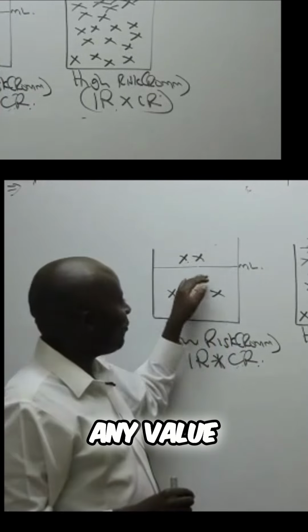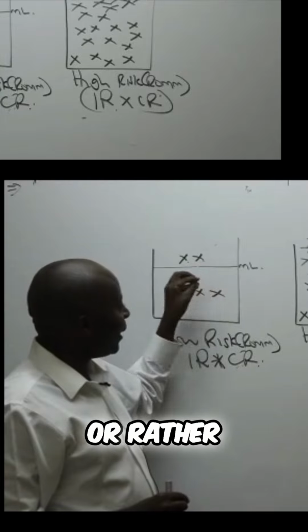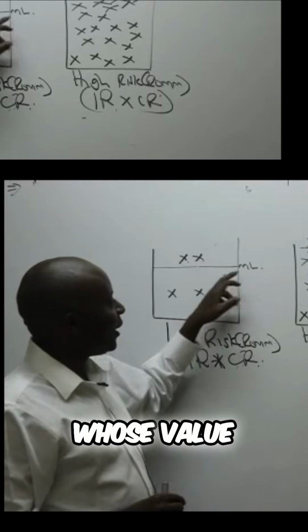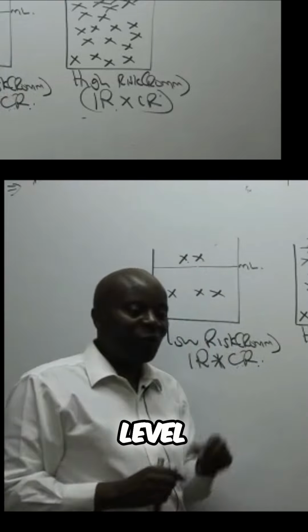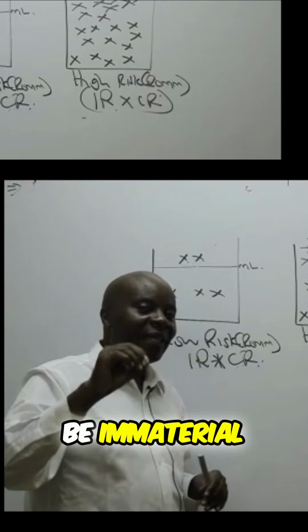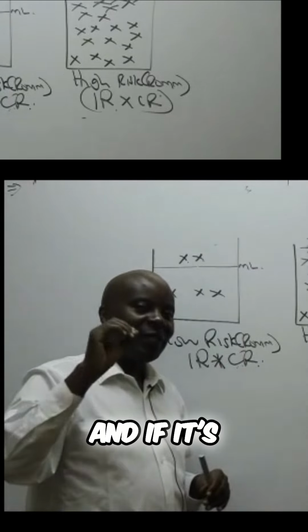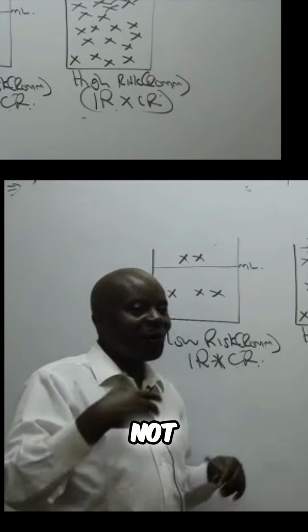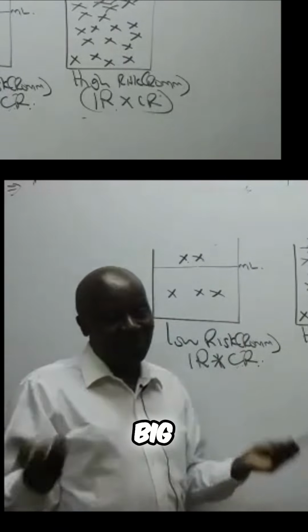And then, of course, any item whose value is less than the materiality level will be referred to as immaterial. And if it's immaterial, then I will not audit it. I'll not put big procedures to it.